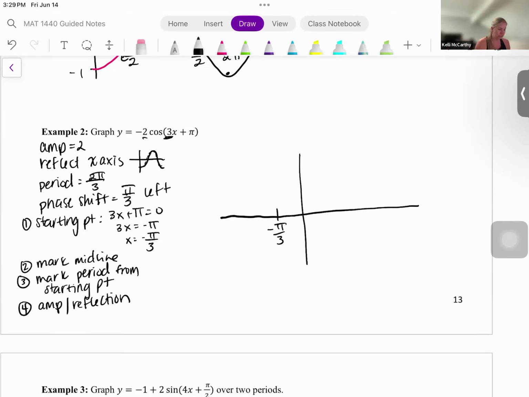My midline is still 0. Now, my next part, so I don't need to do anything with that. My next part would be to mark the period from that starting point. Our period is 2 pi over 3. So if this is negative pi over 3 units, going to positive pi over 3 gives me that 1 period. So the distance between negative pi over 3 and pi over 3 is 2 pi over 3.